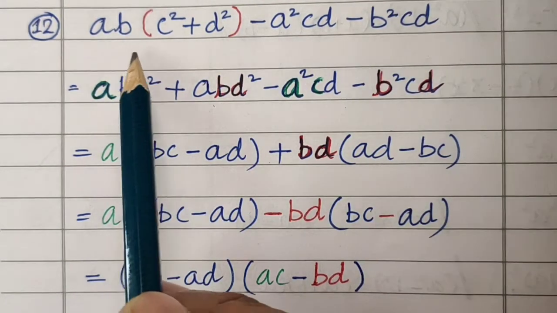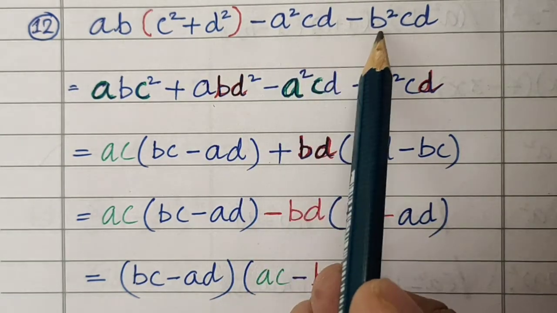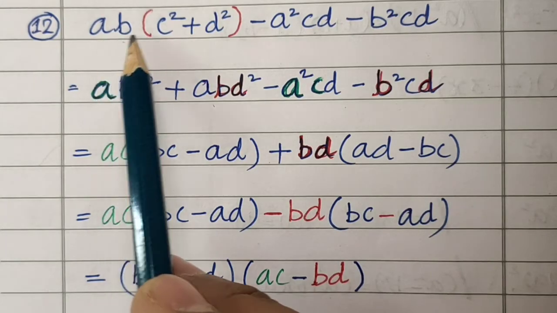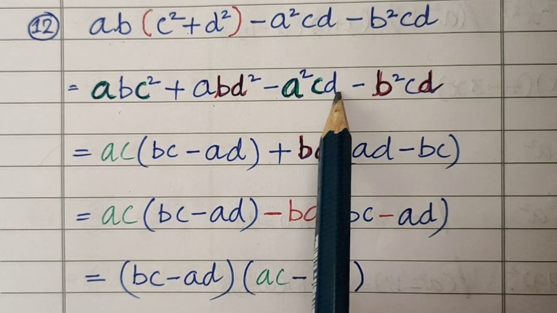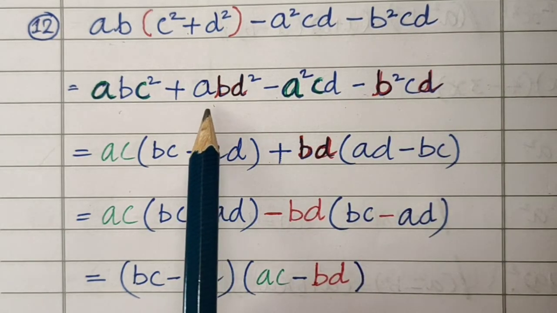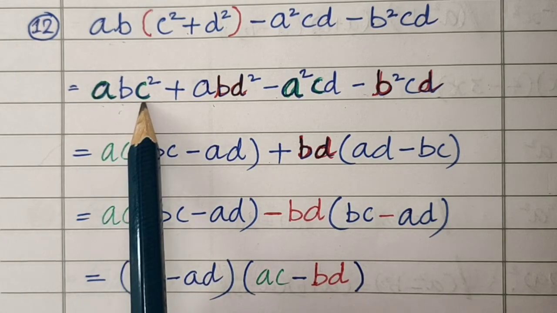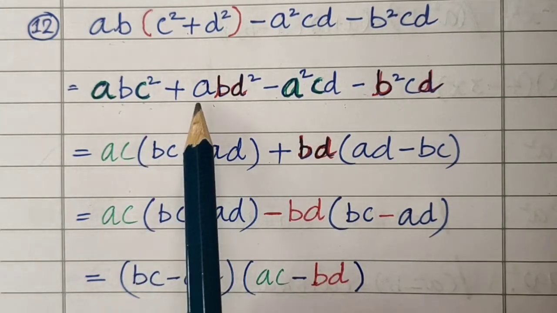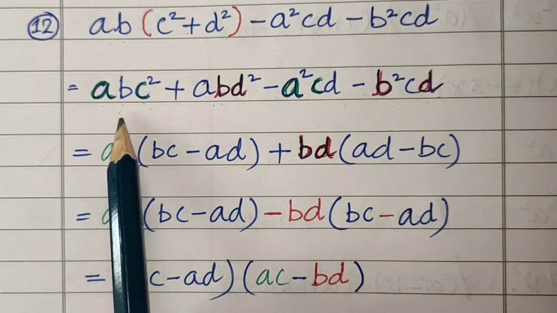Factorize ab into c square plus d square minus a square cd minus b square cd. First you remove the bracket. Once you remove it, you get abc square plus abd square minus a square cd minus b square cd. Then group. Depending on the common factor, you group. So we are grouping abc square and a square cd because there is ac in both, and we are grouping abd square with b square cd, so that we can take the common.